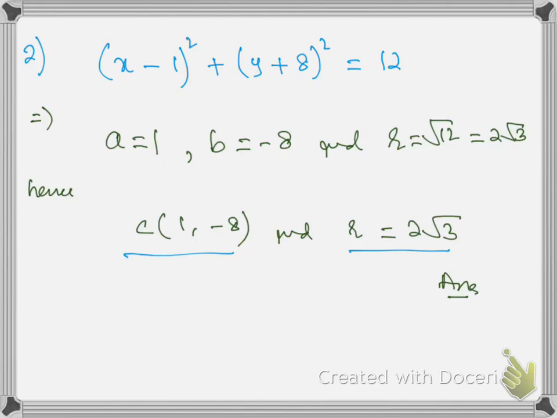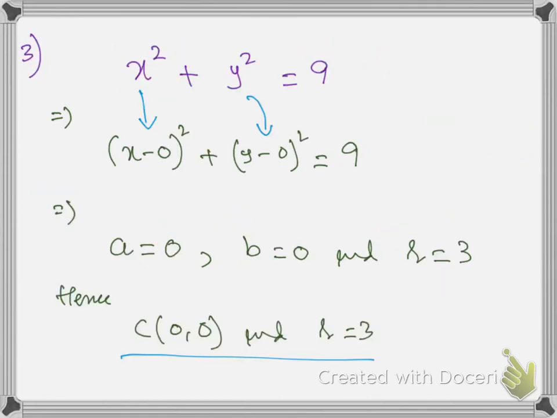Example number 2, we need the center and radius of this circle. The value of a is 1, whereas the value of b is -8 and the radius is root 12, which is 2 root 3. Therefore the center of this circle is at (1, -8) and the radius is 2 root 3. This is example number 3. If you compare this given equation with the standard equation, you will see the center of this circle is at the origin, a and b both are 0, and the radius is 3. Therefore the center is at (0, 0) and the radius is 3.